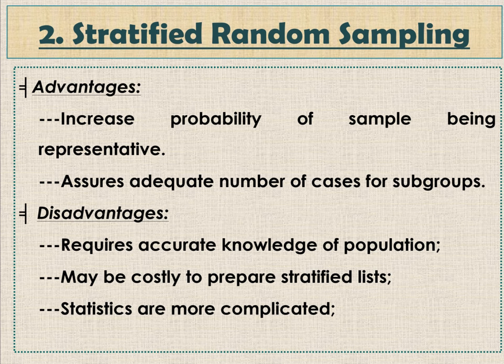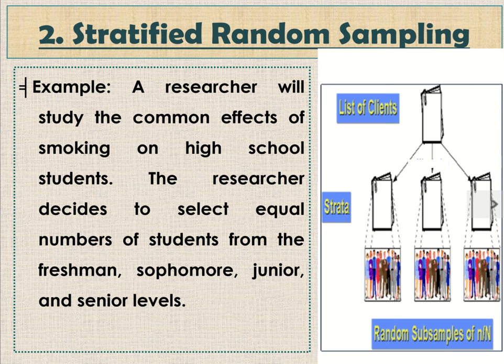Advantages of stratified random sampling: it increases probability of sample being representative and assures adequate number of cases for subgroups. Ang disadvantages naman, it requires accurate knowledge of population. It may be costly to prepare stratified lists and statistics are more complicated. So yun yung ilan sa advantages and disadvantages ng stratified random.